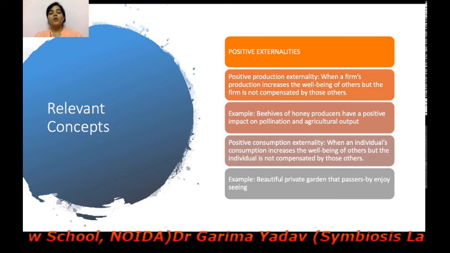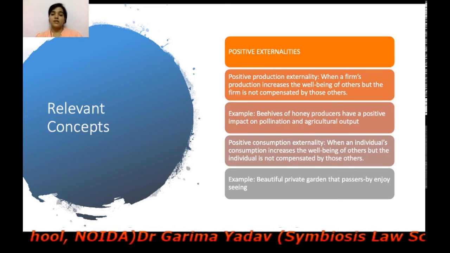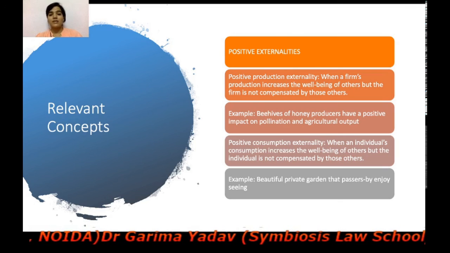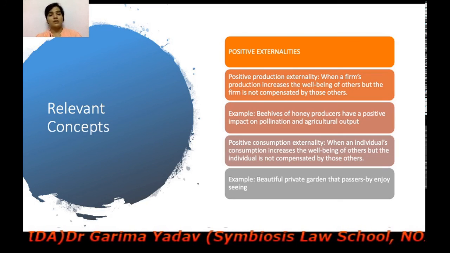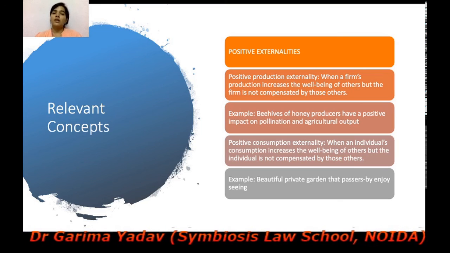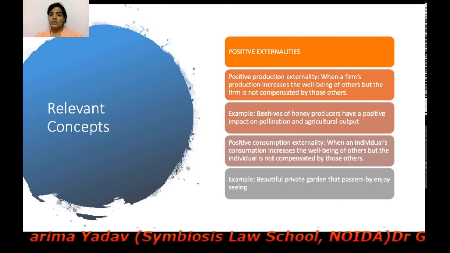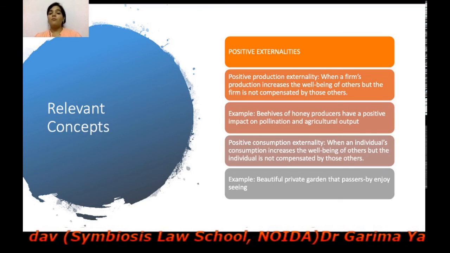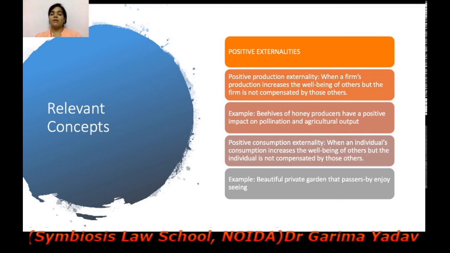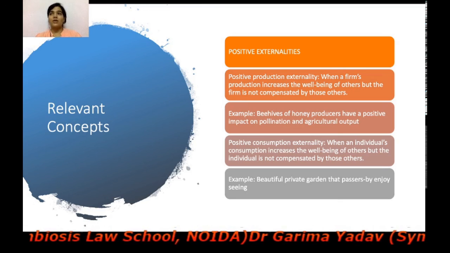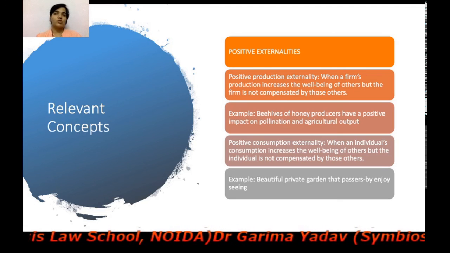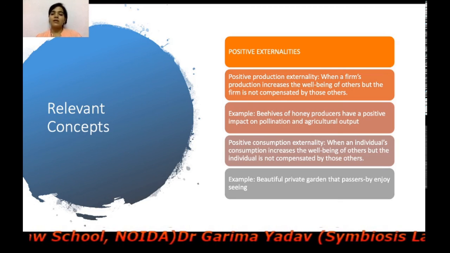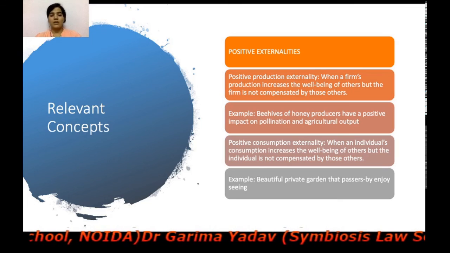The second is a positive consumption externality, when an individual's consumption increases the well-being of others, but again the individual is not compensated by others. Another example that has been mentioned here is how passersby enjoy seeing beautiful private gardens. They're not paying a fee for it, they're enjoying it. And who's maintaining it? The person who owns that particular private garden.